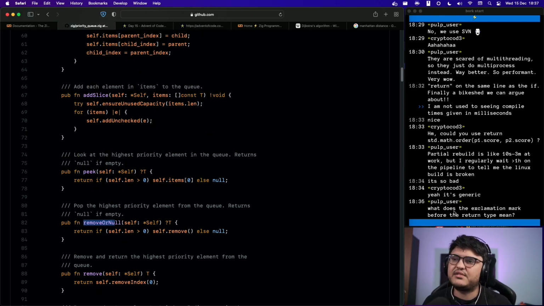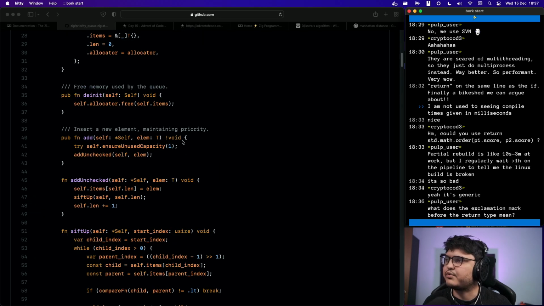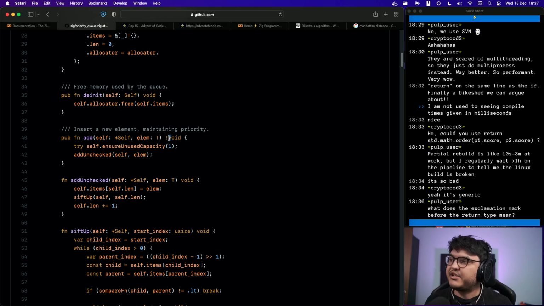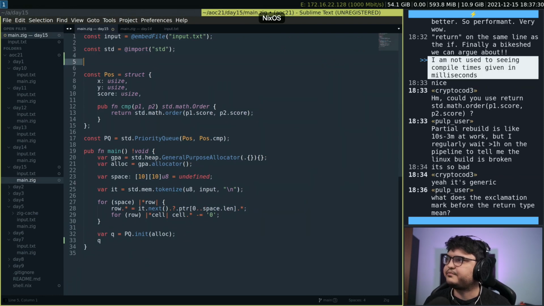Nice. What does the exclamation mark before the return type mean? The exclamation mark means that it's an error union. If you're familiar with Rust, for example, in Rust they have this generic type where you have the error case and you have the success case. And the success case is what contains the normal result value. That's somewhat the same in Zig, but we have special syntax. In theory, you could have a normal generic type that you make yourself. Nothing stops me from doing this.